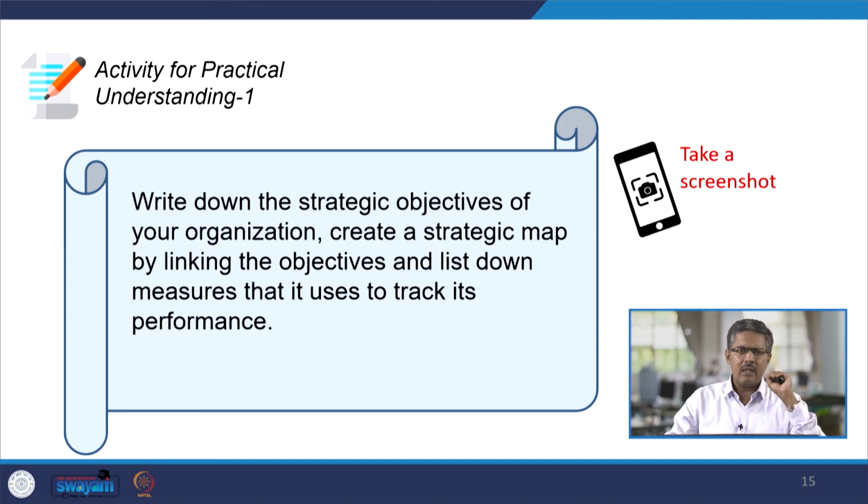So, this is a task. You can take this task, write down the strategic objectives of your organization, take any organization that you are either working with, or you are a student, wherever you are. Create a strategic map by linking the objectives and list down measures that it uses to track the performance. So, take this as an exercise and I will wind up my class here.